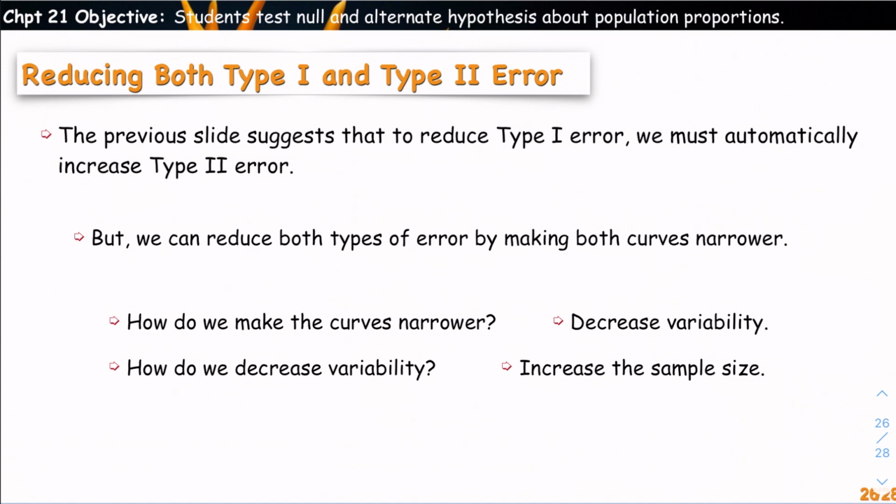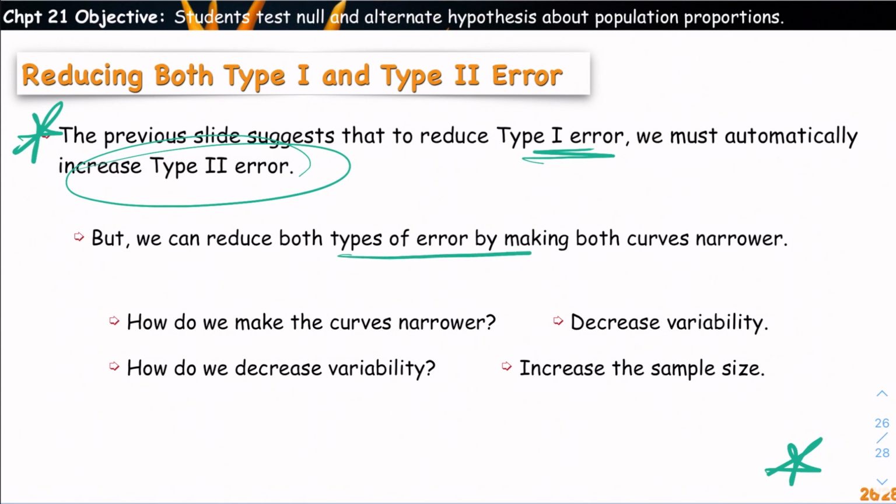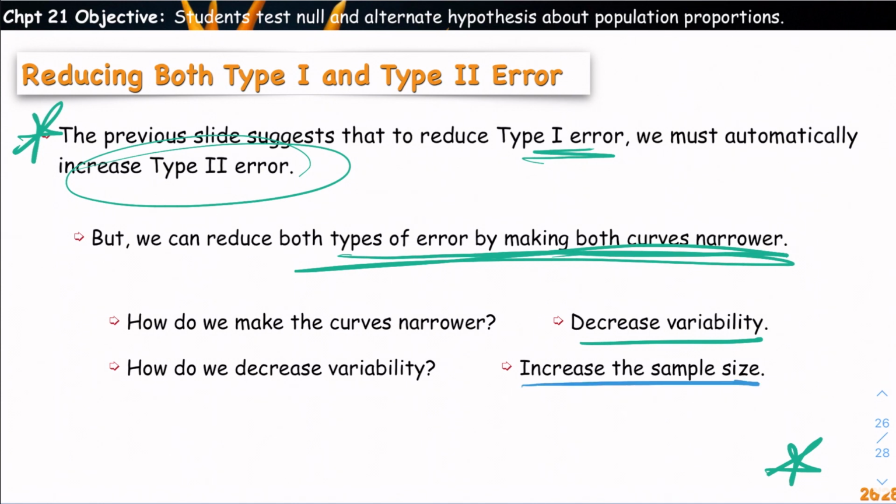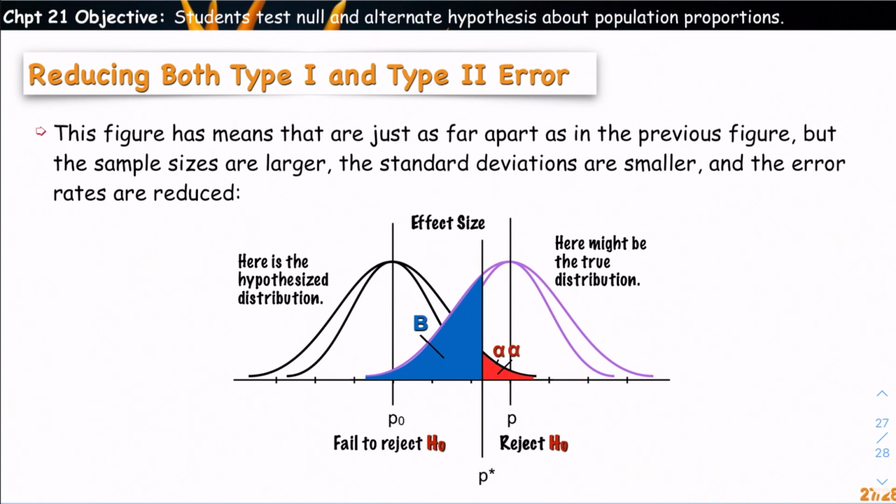So in essence, this is the takeaway. If you're going to put a star by this: the previous slide suggests that to reduce a type 1 error, we must automatically increase a type 2 error. But we can reduce both types of errors by making both curves narrower. How do we make curves narrower? We decrease the variability. How do we decrease the variability? We increase the sample size. Variability is the width. This is from the square root of p q over n. So as n gets larger, our width gets smaller.